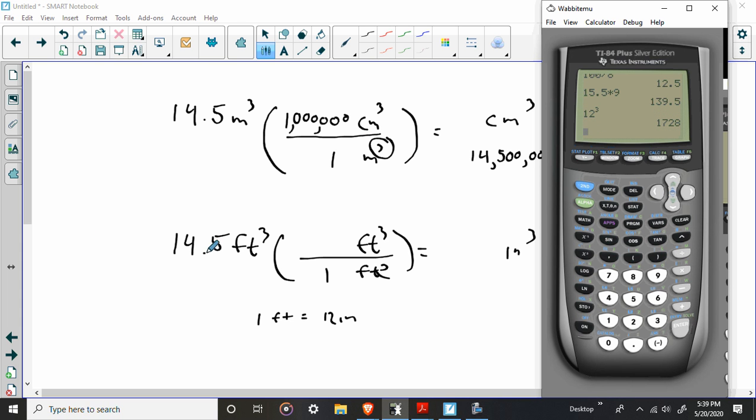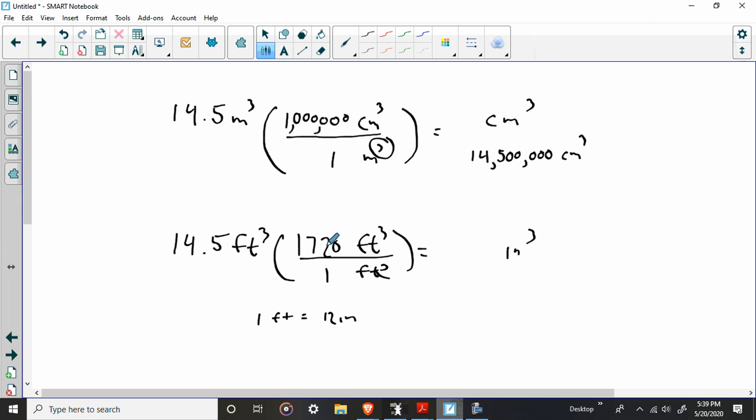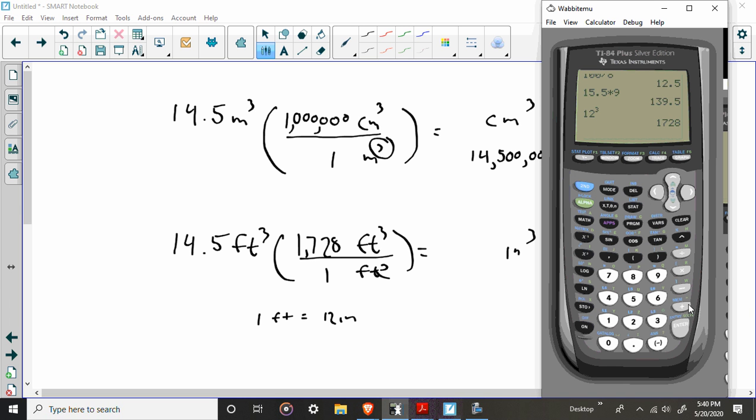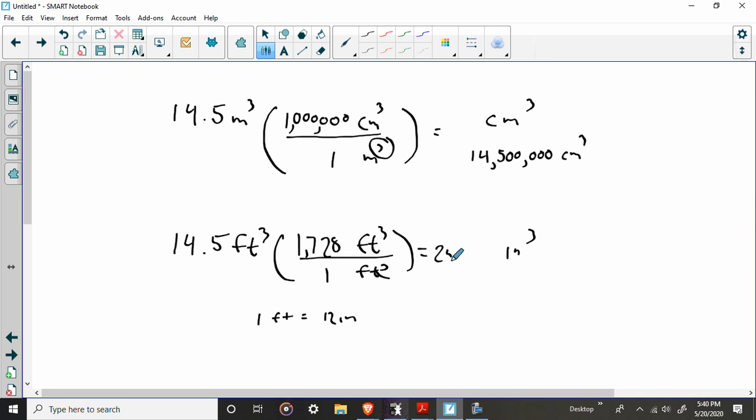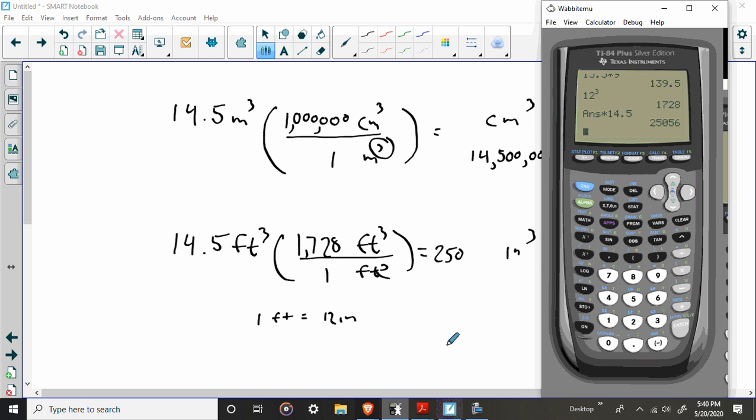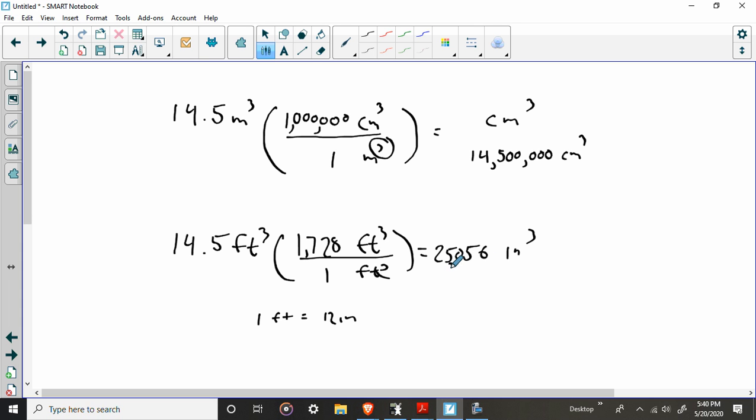12 to the 3rd power is 1,728. All right, so everybody, quick, off the top of your head, what is 14.5 times 1,728? It was much easier up here when they were easy numbers to work with, but we're going to stick with those feet and inches, no matter what. Okay, and what do we get? Times 14.5, that's 25,056. Okay, so again, watch out for that when you're converting 3 times.